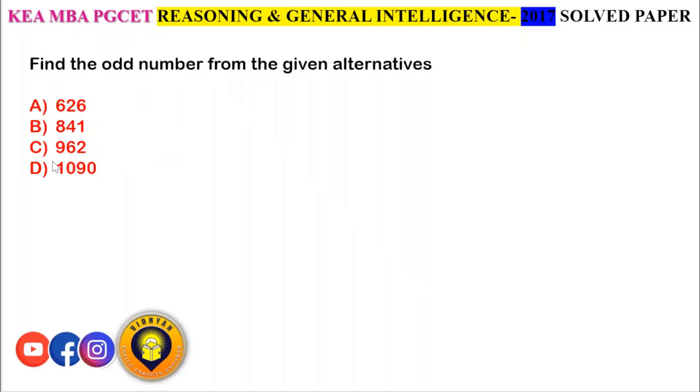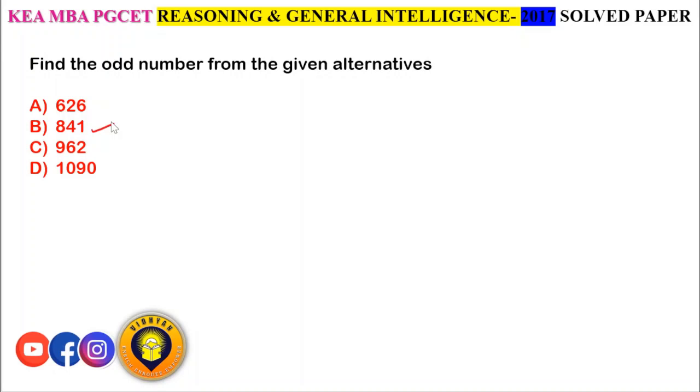Find the odd number from the given alternatives: 626, 841, 962, 1090. How will you choose the odd number? If you are someone who has gone without preparation, you will think very basic and mark the answer. If you observe 626, 841, 962, 1090, the student who has not prepared will think there are three even numbers and one odd number, that is 841. So he will mark 841 as the answer. But see, sometimes even that will give you the right answer. In this question, 841 is the correct answer.